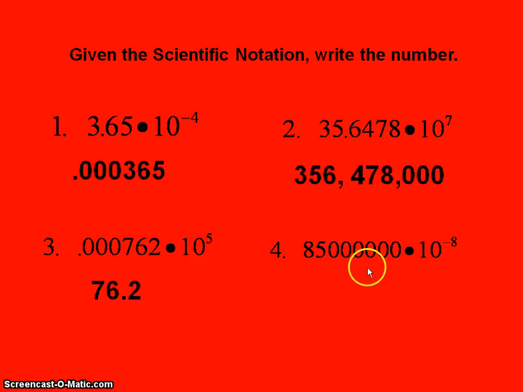Okay, and then number 4, you have this nice large number, but you have a negative 8 exponent. Now there's no decimal in this one, so if you're wondering where the decimal point is, if you look at it like money, then the decimal point is all the way to the right at the very end of the number. So you're going to swing it 8 places to the left, and you're going to see what you get. 0.85.